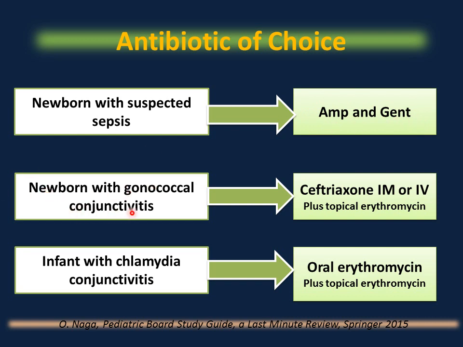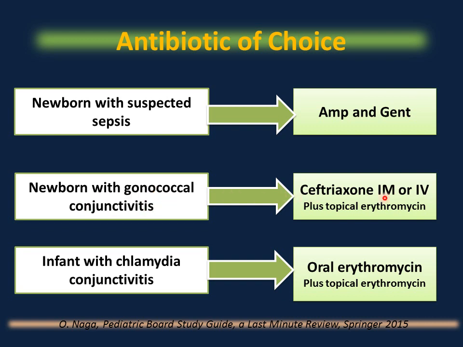Newborn with gonococcal conjunctivitis, ceftriaxone IM or IV, not topical erythromycin by itself. It doesn't work, and it has to be given as soon as the case is suspected. No waiting for gonococcal culture or confirmation of diagnosis. You need to give it as soon as you suspect the case, like a newborn in the first week of life with inflamed eyelid and purulent discharge. This is gonococcal conjunctivitis until otherwise proved.